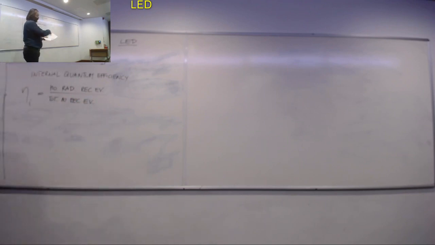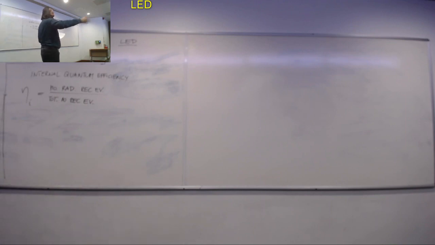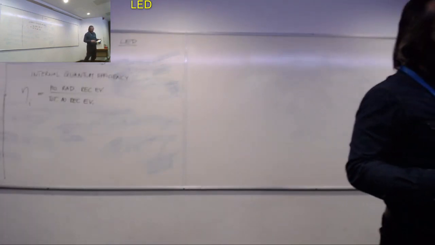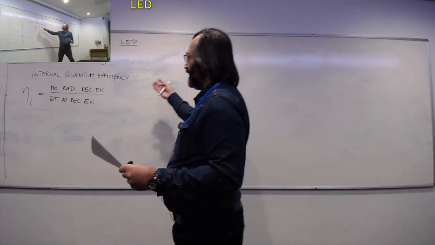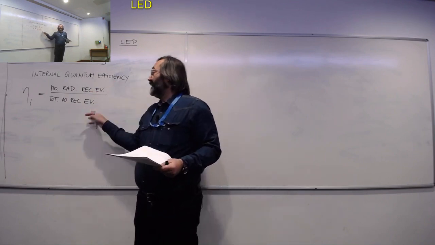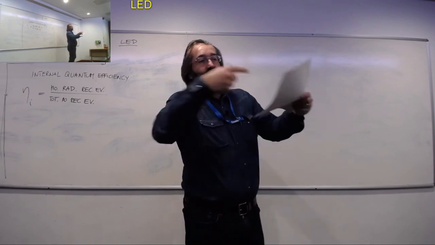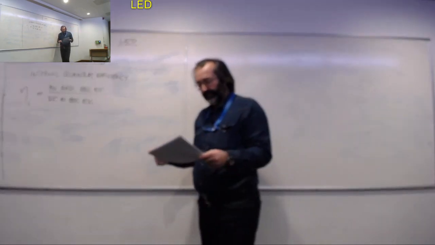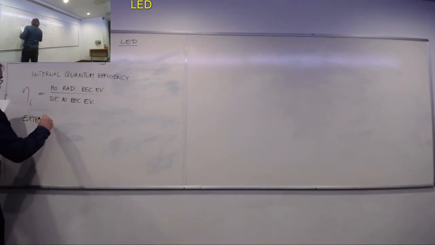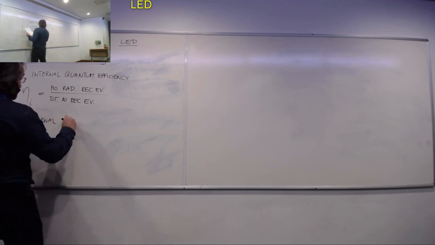Okay, but as I said, you can define this in many equivalent ways. Probably the one that we will repeat also later on is the one that I mentioned at the beginning, the number of photons emitted, because these are the number of radiative events, divided by the total number of recombination events, which is the total number of electron-hole pairs that are recombining. Okay. The other quantity we want to define is instead the external quantum efficiency.